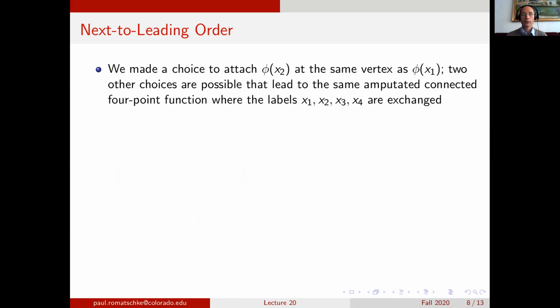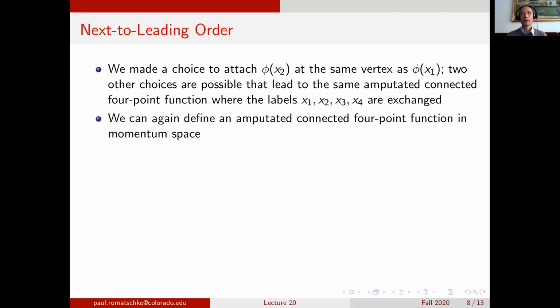Now note that in this process of attaching lines, we made a particular choice when we said that we want to attach phi of x2 to the same vertex that phi of x1 is already attached to. We could have made 2 different choices that also lead to contributions to the amputated connected 4-point function. It so happens that these other choices give exactly the same result, where we just exchange the labels x1, x2, x3, x4. So in total, we have 3 times the same expression that we just found when we attached phi of x2 to the same vertex as phi of x1.